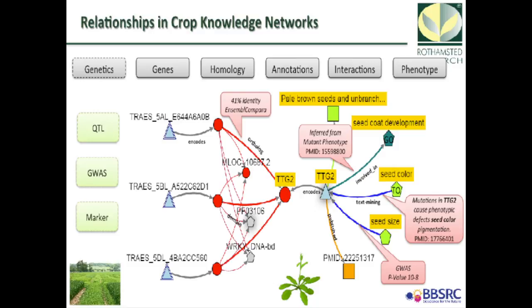Let me give you just a quick example now of how a knowledge network can look for a crop. For example, let's look at wheat. So these are 3 homologs in wheat, 5A, 5B, and 5D. And these 3 homologs are encoding these 3 proteins here. These 3 proteins have an ortholog in Arabidopsis called TTG2. And the ortholog in Arabidopsis now has all this wealth of knowledge.